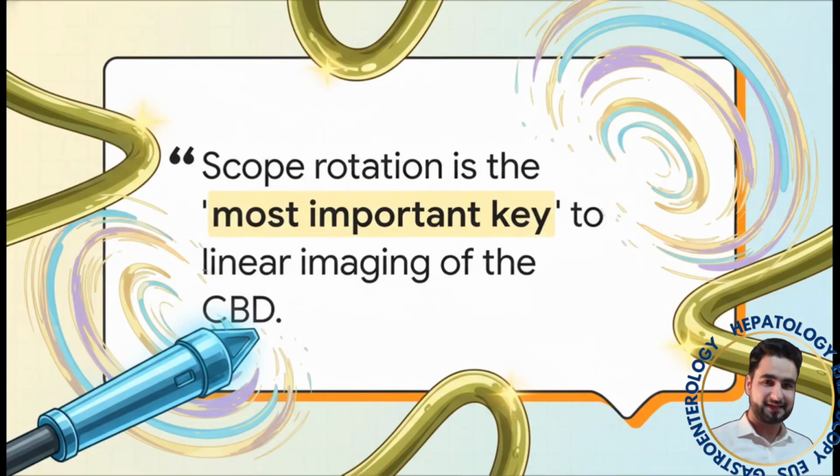And hey, don't just take my word for it. The literature is crystal clear on this. This quote really says it all. "Scope rotation is the most important key to linear imaging of the CBD." Mastering that skill, it's just non-negotiable. It's what allows you to dynamically steer and follow the duct wherever it goes.